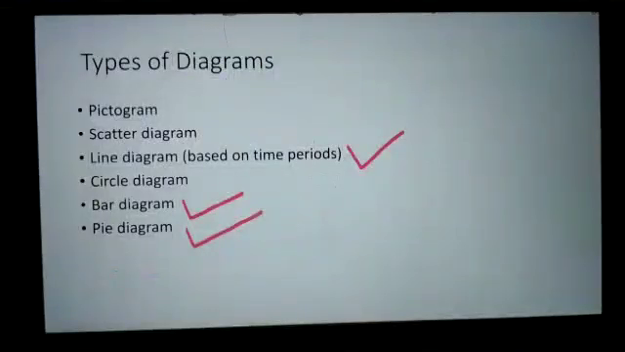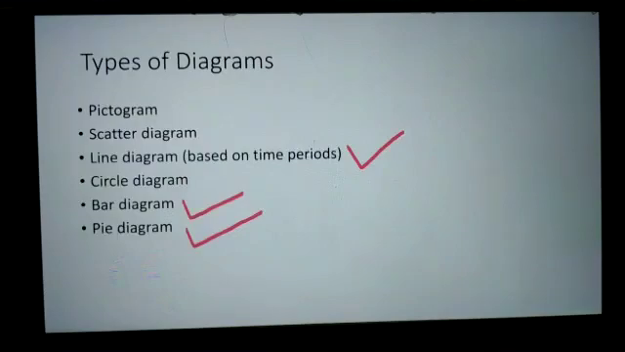Welcome back, children. In the previous lecture, we have seen the difference between diagrams and graphs. This difference can also be used as a definition between diagrams and graphs. Now, continuing with the chapter Importance of Graphs, we shall now see the types of diagrams.